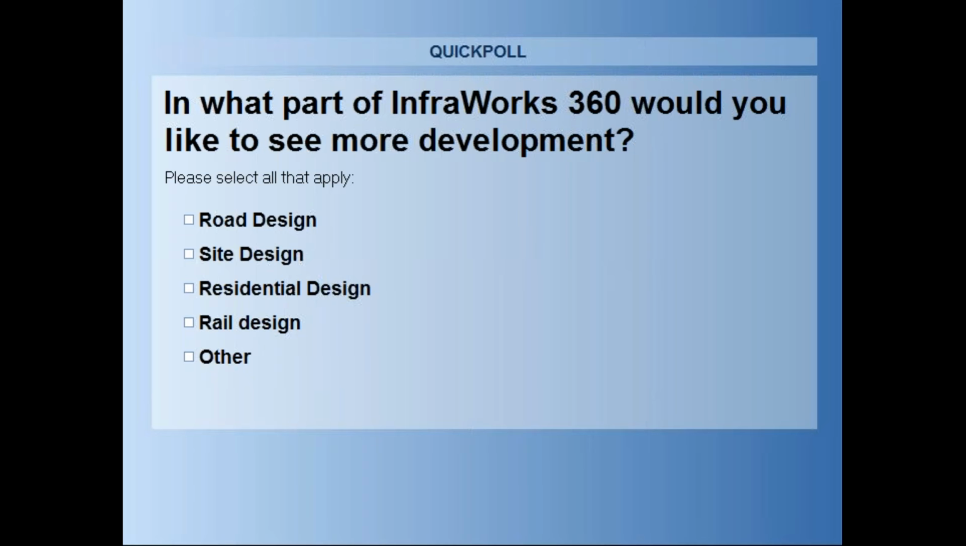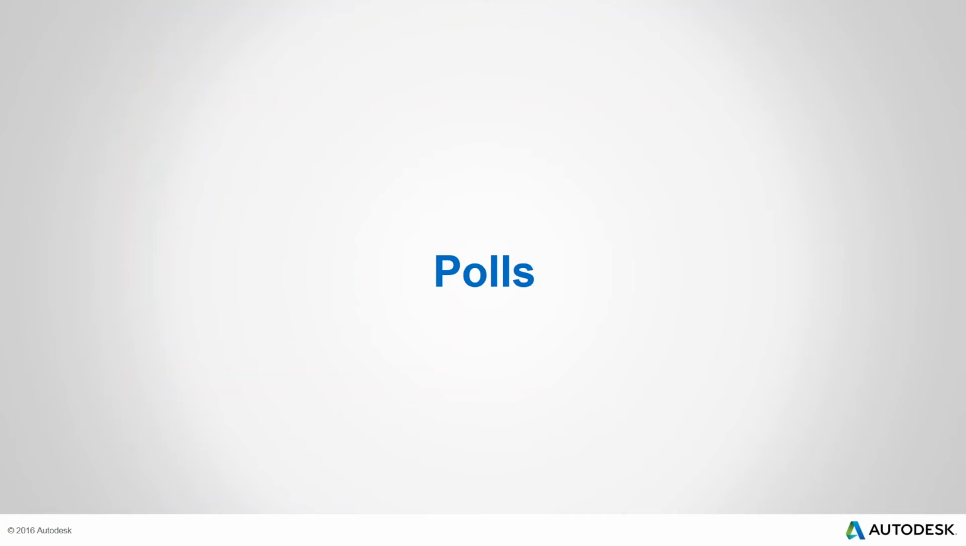And what I'd like to ask you to do is, if you've chosen other, go ahead into the questions panel in the GoToWebinar interface and just type in there what your other option was. And like I said, we've got folks keeping an eye on that panel, so let us know what you're thinking there as far as the other is concerned. So 75% of the votes are in, and site design has got 68% support. Next is road design, followed by residential, and then other, and then rail. Thanks for your input on those polls. It's a huge help to let us know what you're thinking.